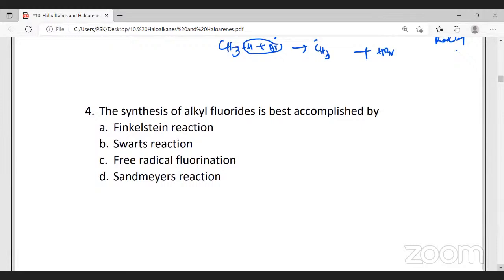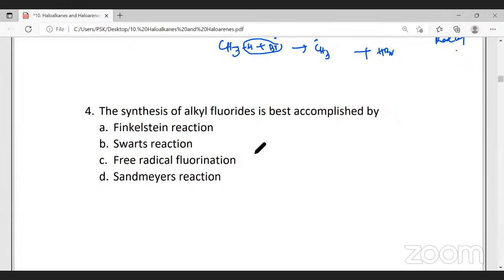Synthesis of alkyl fluoride is best accomplished by, you tell me the answer. Today also, before the class, we discussed it. Tell me, synthesis of alkyl fluoride is best accomplished by. What is the name reaction?